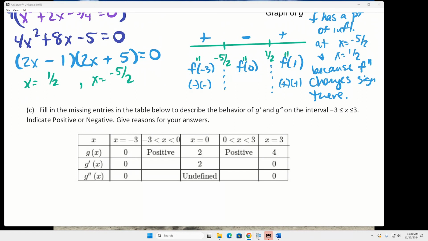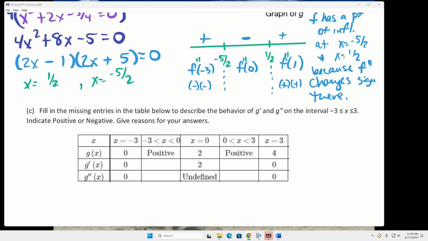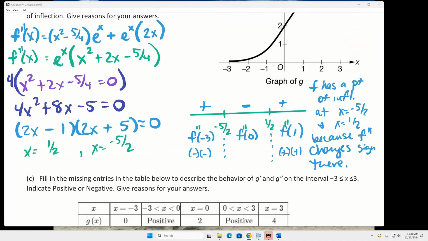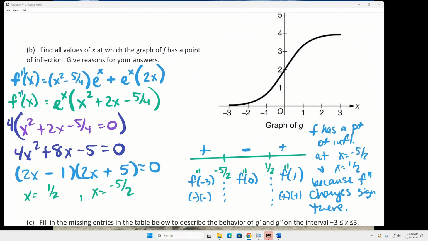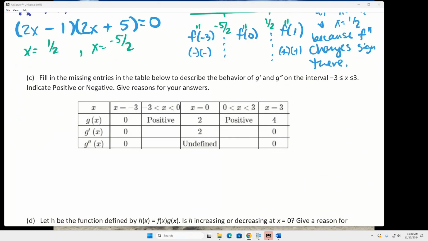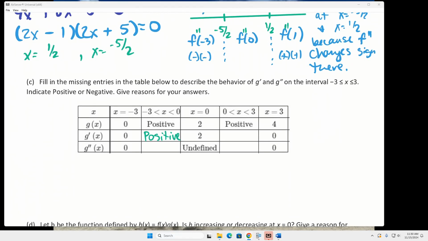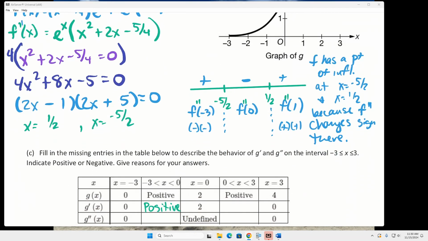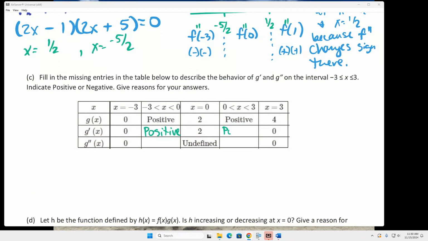They've already filled in positive for the couple of intervals just for g. And so we are going to fill in for g prime. For g prime, between -3 and 0, because g is increasing, g prime should be positive. And then same thing between 0 and 3, between where x is 0 and x is 3. g is increasing, so g prime is positive.